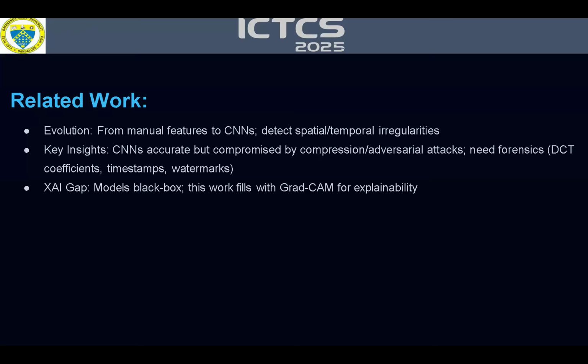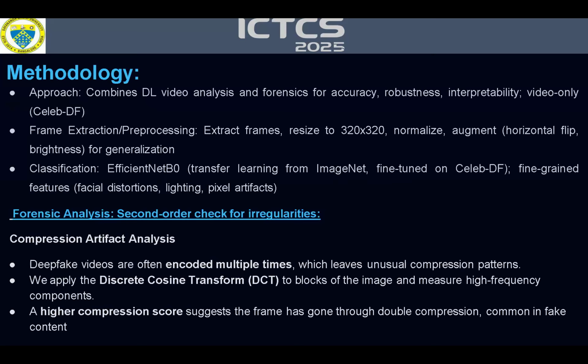Now I'd like to explain the methodology that we have devised to solve that particular gap. Our approach is designed for video only detection using the Self-DF dataset. We begin with frame extraction and pre-processing. Frames are resized to 320 by 320 pixels, normalized and then augmented with horizontal flips and brightness adjustment to improve generalization. Then for classification, we use EfficientNet B0 with transfer learning from ImageNet, fine-tuned on Self-DF. It excels at detecting fine-grained visual artifacts such as facial distortions and inconsistencies.